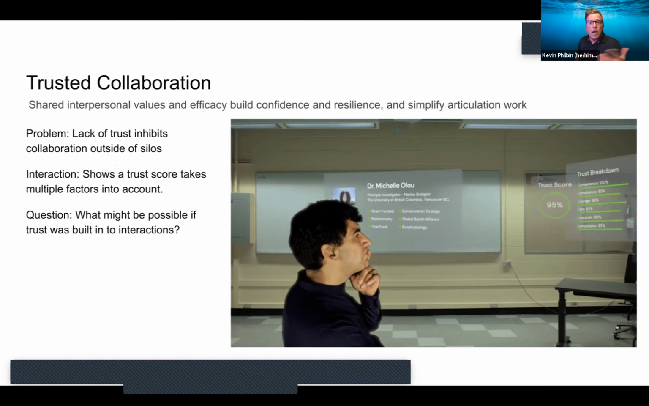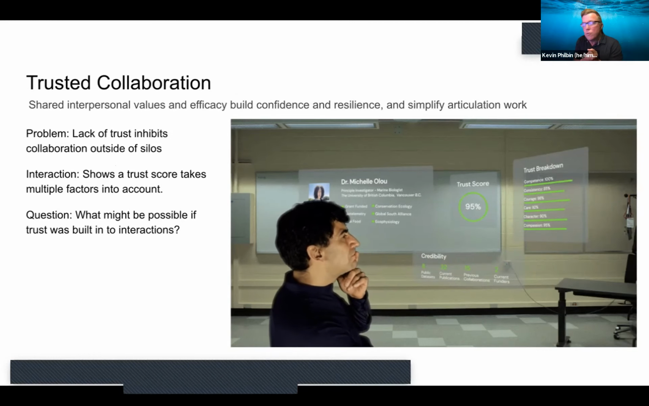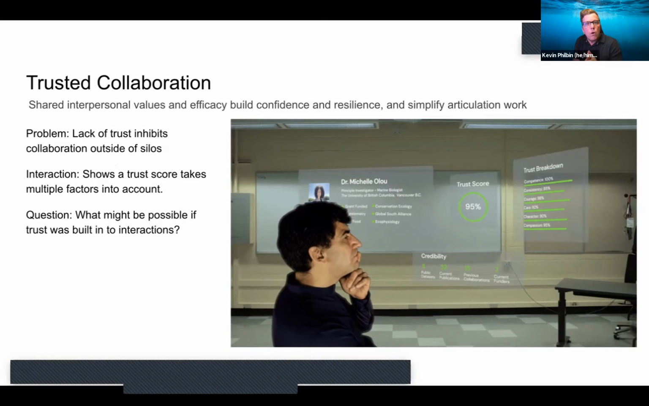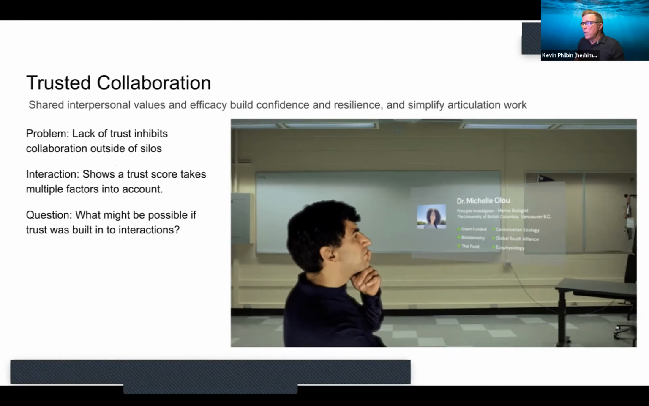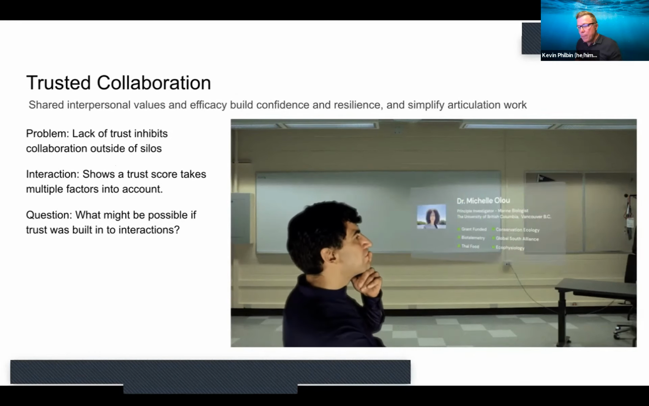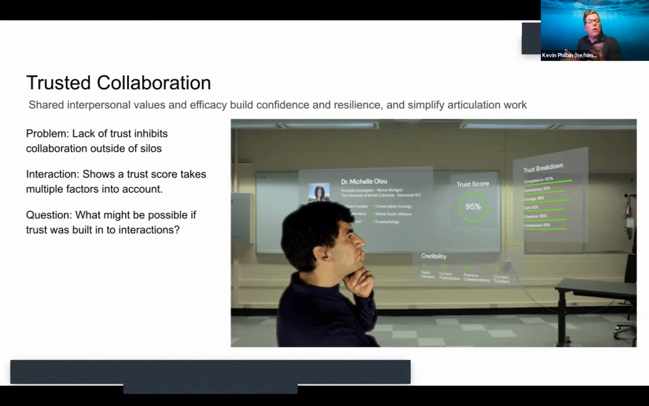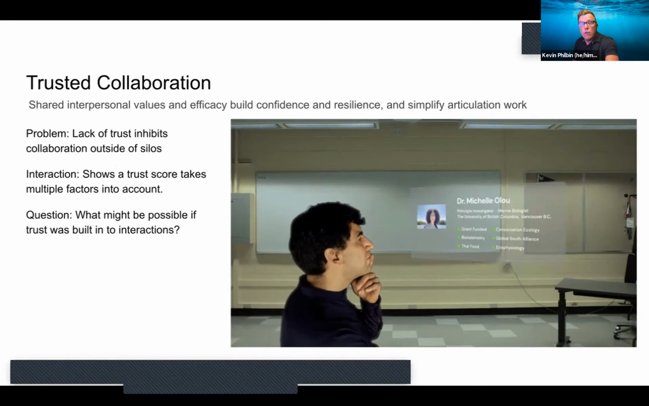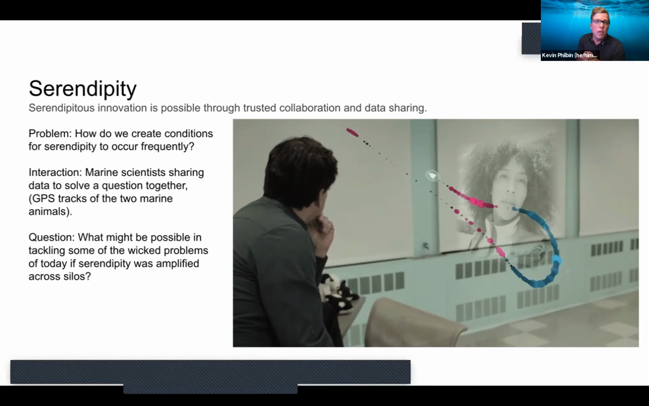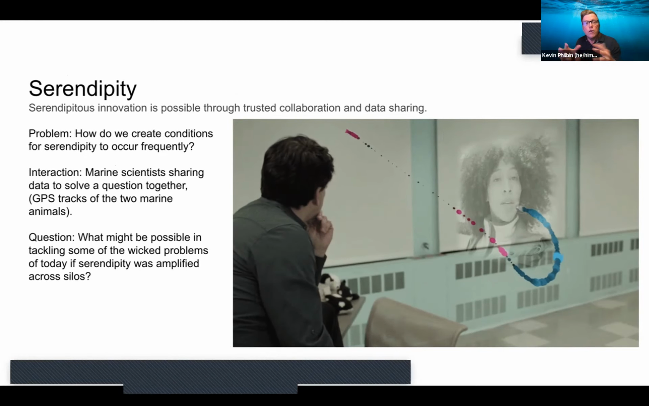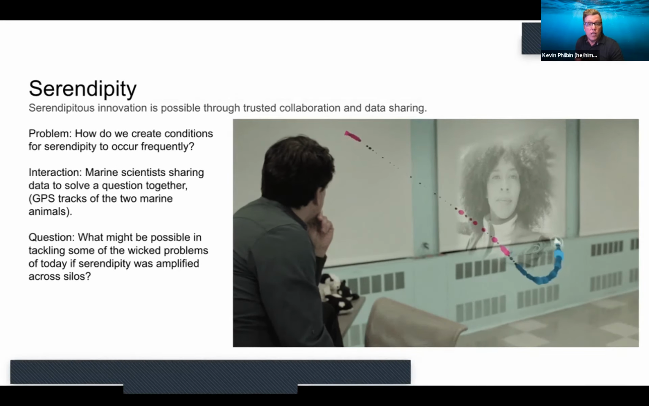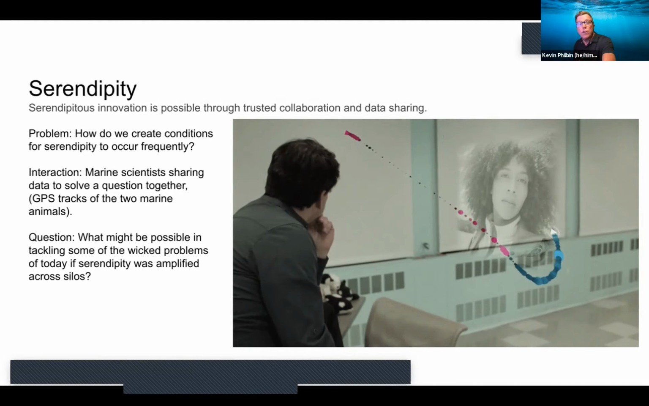On trusted collaboration, we have a trust score that is brought forth by our artificial intelligence that would allow other aspects to come into play, to put trust not just on your H score, your citation score, but also social media stuff, where more lived experience transactions occur. Both those together create serendipity: trusted collaboration and data sharing brings serendipity and innovation together. We were asking what might be possible in tackling some of the wicked problems of today if serendipity was amplified across silos.